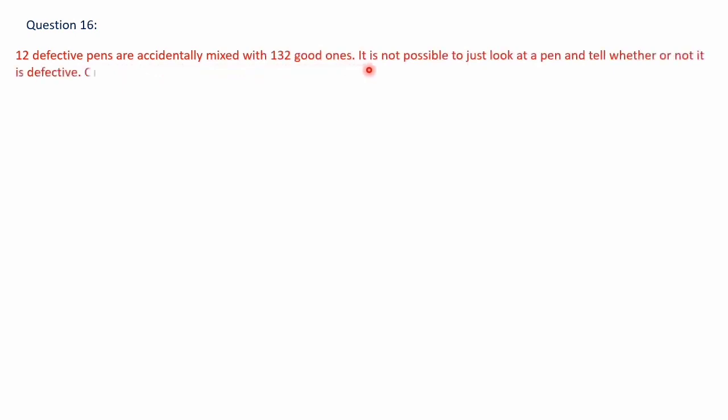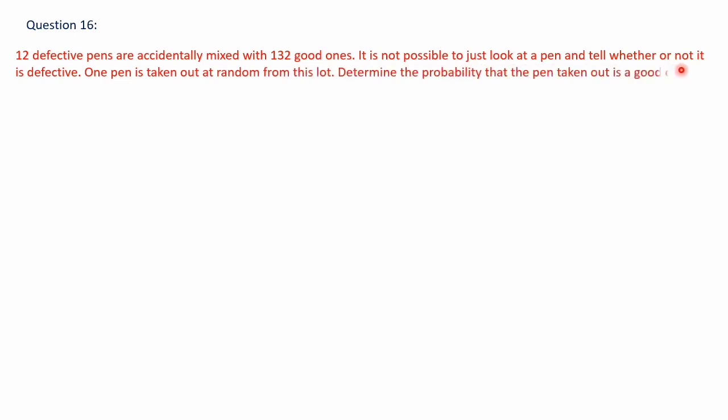Move on to the 16th question. 12 defective pens are accidentally mixed with 132 good ones. It is not possible to just look at a pen and tell whether or not it is defective. One pen is taken out at random from this lot. Determine the probability that the pen taken out is a good one. Let's go through the question again. 12 defective pens are accidentally mixed with 132 good ones.